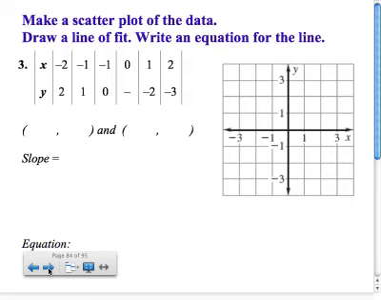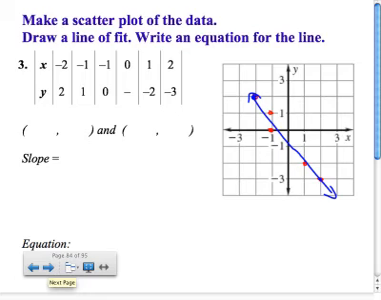Okay, we'll do example 3 here together. So this one's no different than what we've been doing, except we're going to create the scatter plot. Okay, so -2, 2, -1, 1, 0, I'm sorry, -1, 0, nothing at 0. At 1, we have -2. And at 2, we have -3. So there's my data. I'm going to go ahead and use the first point and the last point.